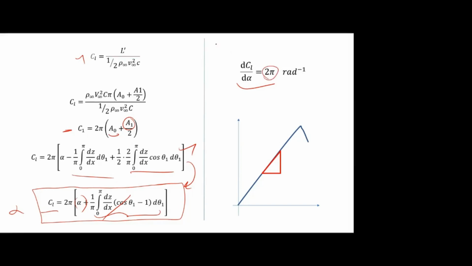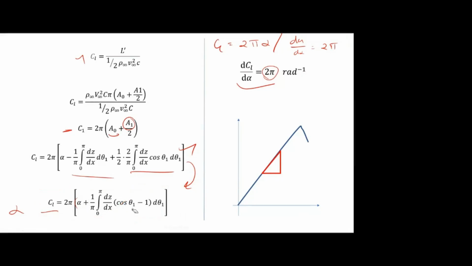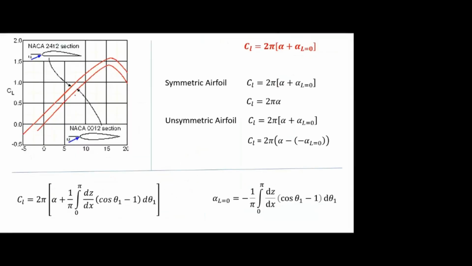So for symmetrical aerofoil, we got CL is 2 pi alpha and dCl by d alpha is 2 pi per radian. Here, this is the CL equation, 2 pi alpha plus this term. Here also the slope is 2 pi. So if you compare symmetrical aerofoil and unsymmetrical aerofoil lift curve, it will be like this. Like the unsymmetrical aerofoil, the curve is little bit shifted. Okay, so this is a symmetrical aerofoil.